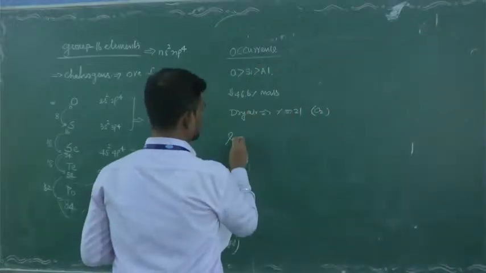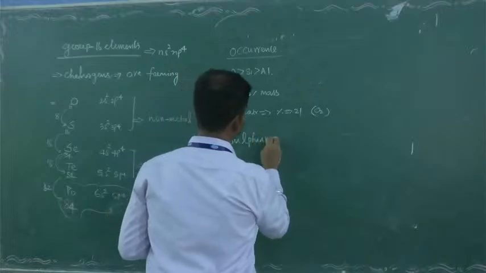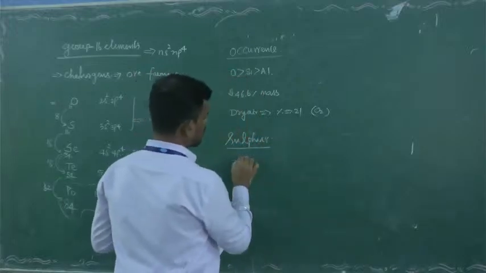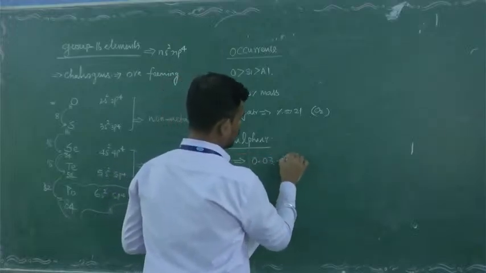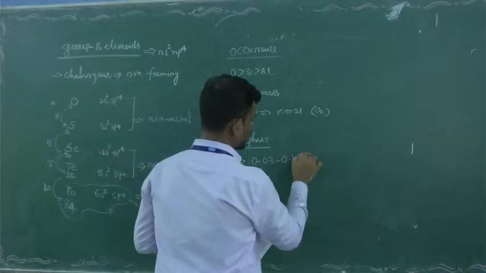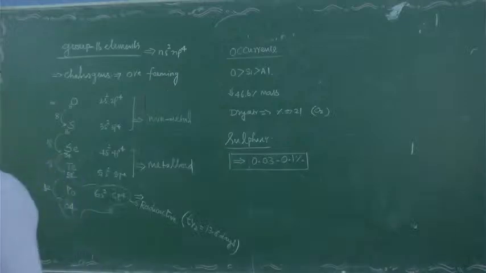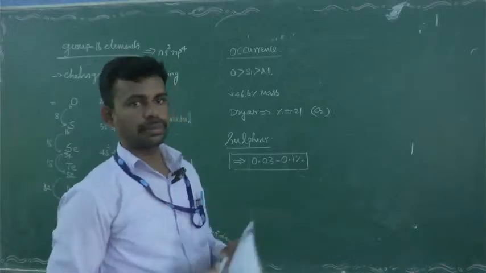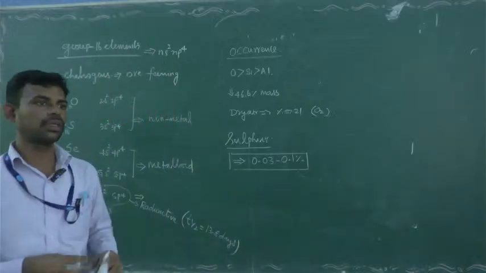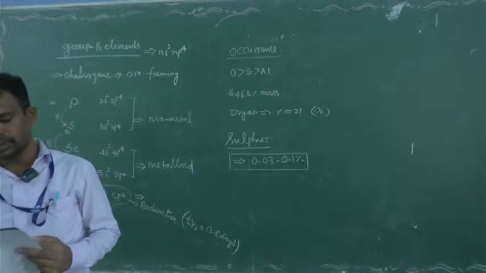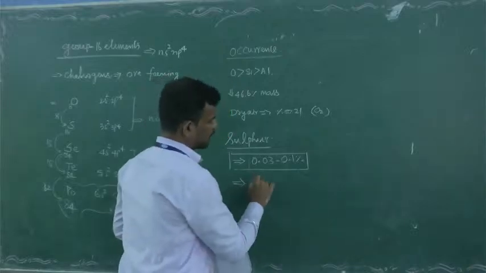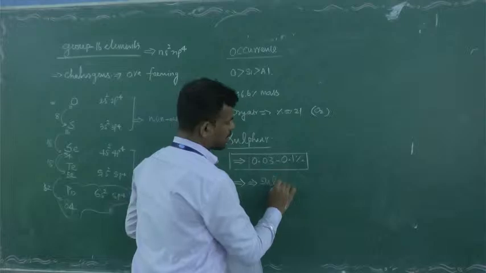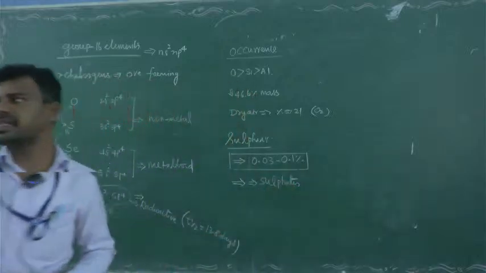Next is sulfur. Is it clear? Its percentage in the earth's crust is 0.03 to 0.1%, so its abundance is very low. Earth's crust level abundance, is it clear? Any doubt on this? Next, sulfur mainly exists in the earth's crust in the form of sulfates, and also as sulfides.